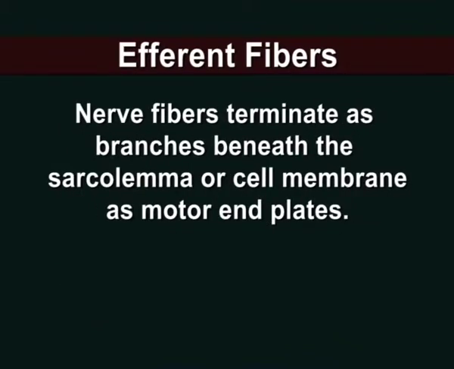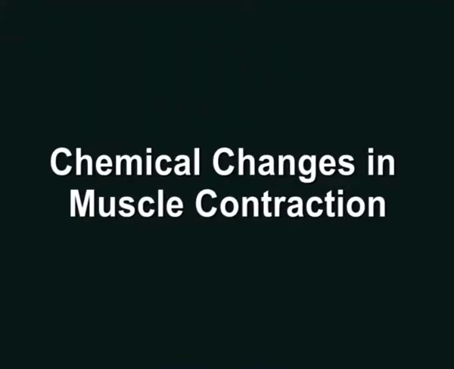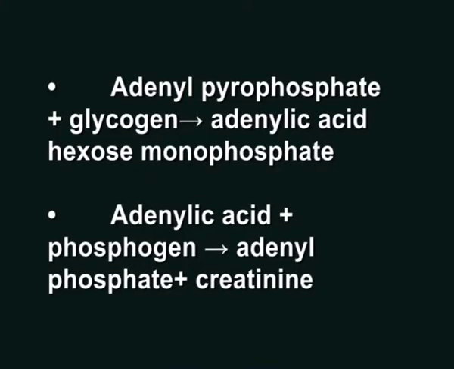Efferent fibers. Nerve fibers terminate as branches beneath the sarcolemma or cell membrane as motor end plates. Chemical changes in muscle contraction. During muscular contraction, adenyl pyrophosphate and glycogen break down, not separately. Adenyl pyrophosphate plus glycogen results in adenylic acid and hexose monophosphate. Adenylic acid plus phosphogen results in adenyl phosphate plus creatinine.